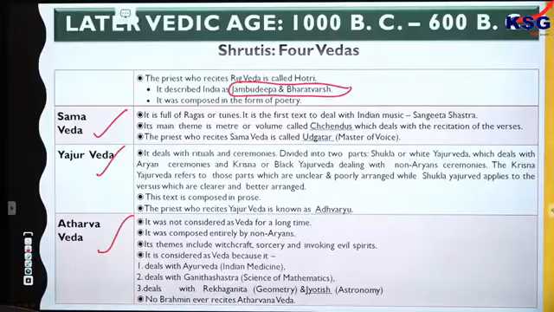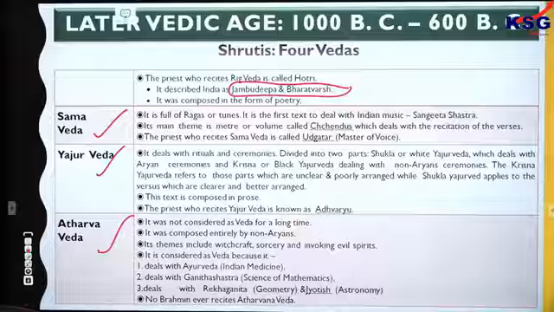Samveda is the origin of Indian music. Yajurveda is the origin of rituals. And Atharveda is a book of Tantra, Mantra, sorcery, witchcraft, Ayurveda, mathematics, geometry, Jyotish. So there is everything related to that.